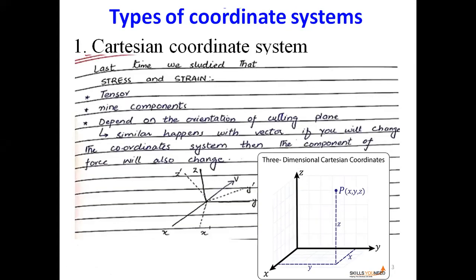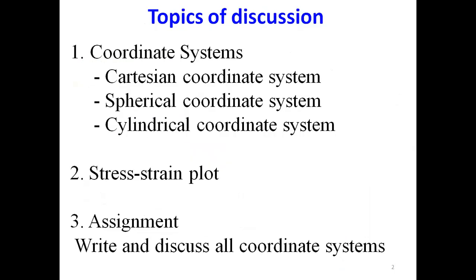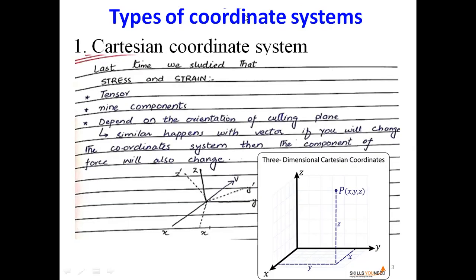So there are a number of coordinate systems which we normally use in engineering and sciences, but the most popular ones are actually the Cartesian coordinate system, spherical coordinate system, and cylindrical coordinate system. In Cartesian coordinate system, we have three axes, which are x-axis, y-axis, and z-axis.